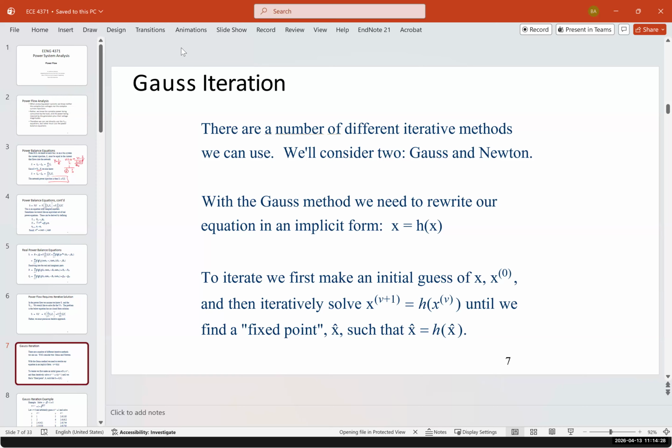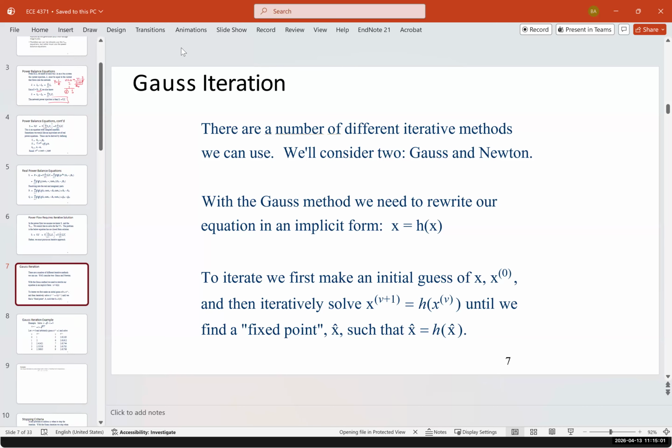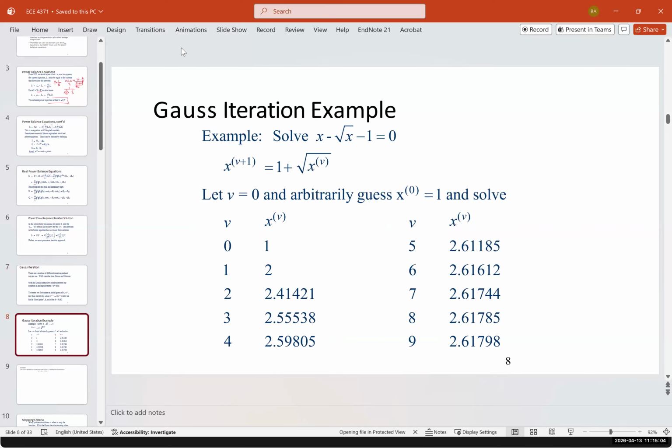Now, with the Gauss method, we need to rewrite our equation in an implicit form of x equal to h of x. To iterate, we first make an initial guess of x0, and then iteratively we solve for x(v+1), which is going to be h of x(v), until we find a fixed point x hat such that x hat is going to be equal to h of x hat. Now, I'll give you some examples.